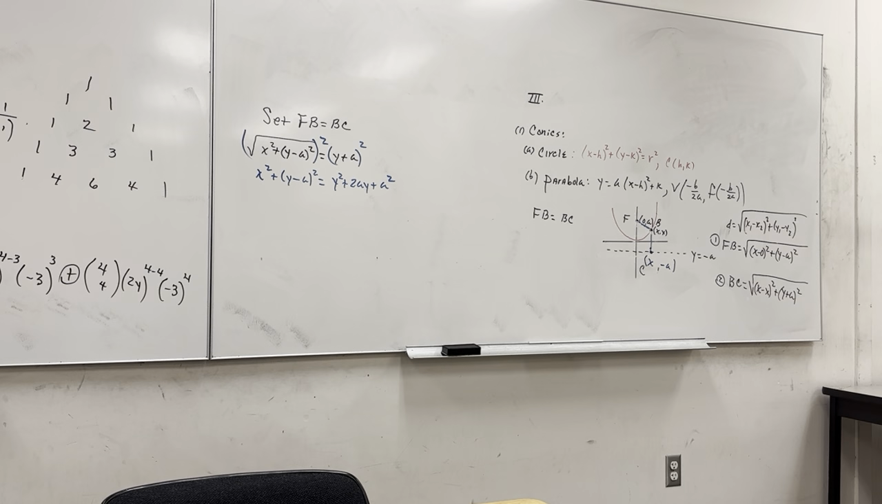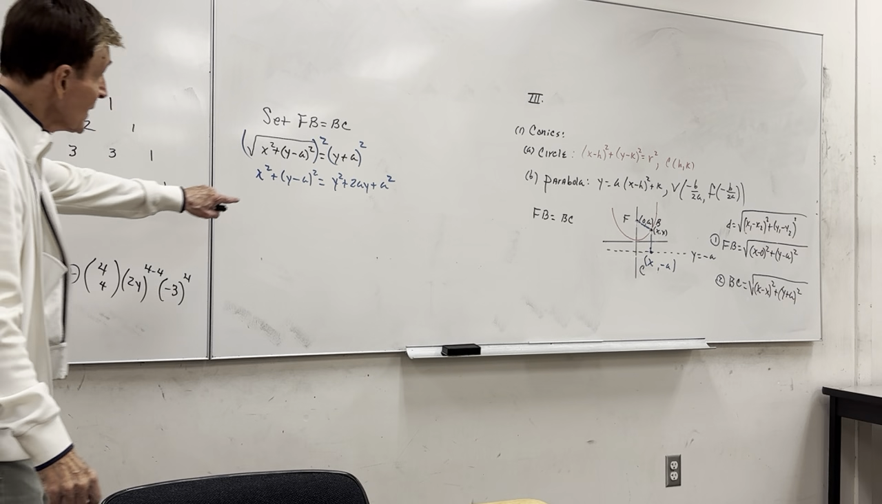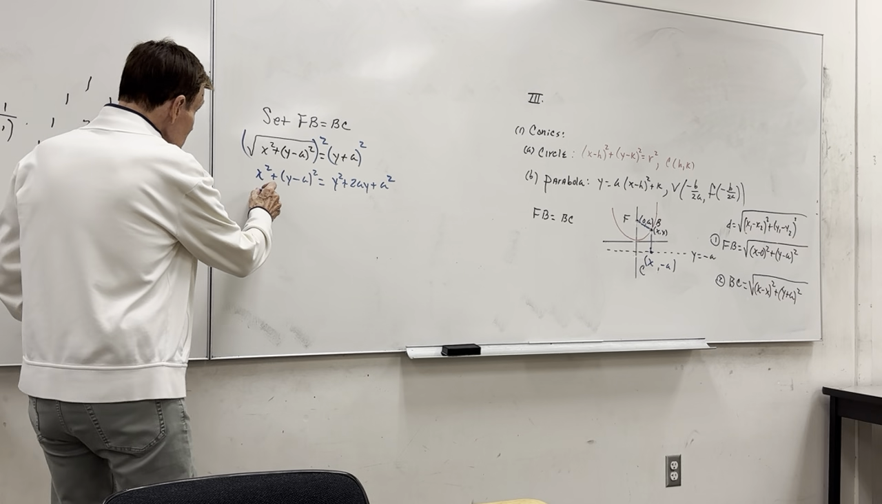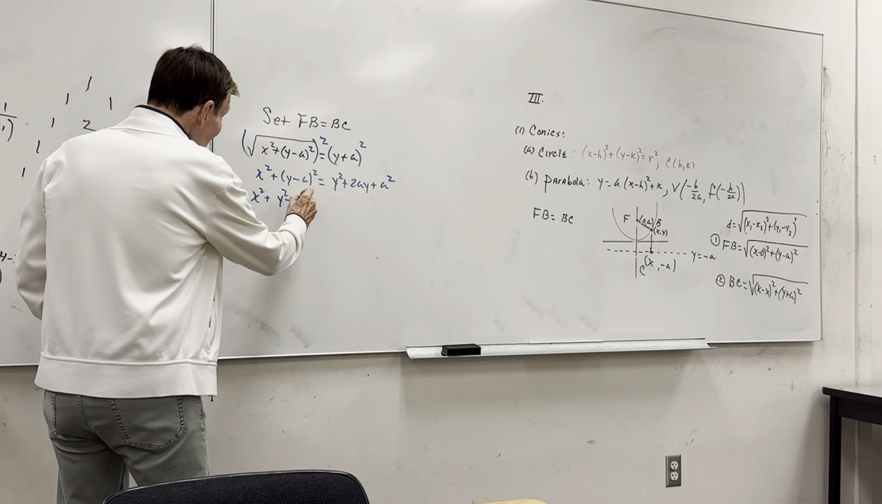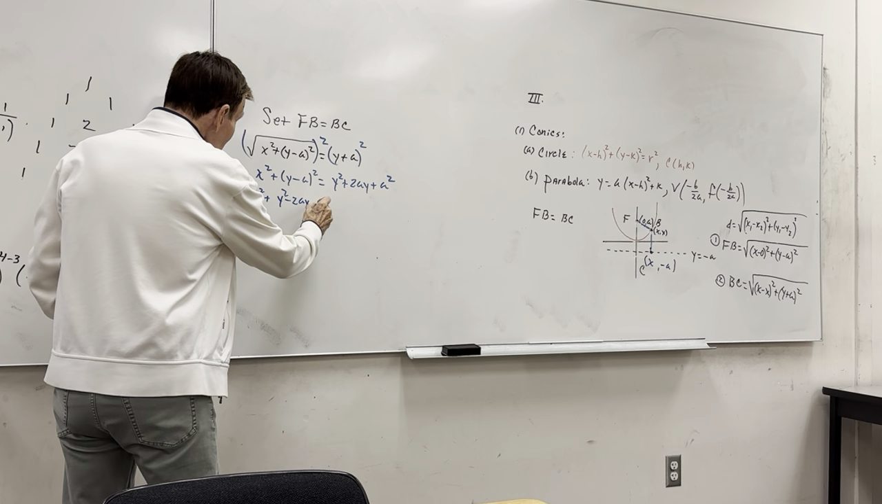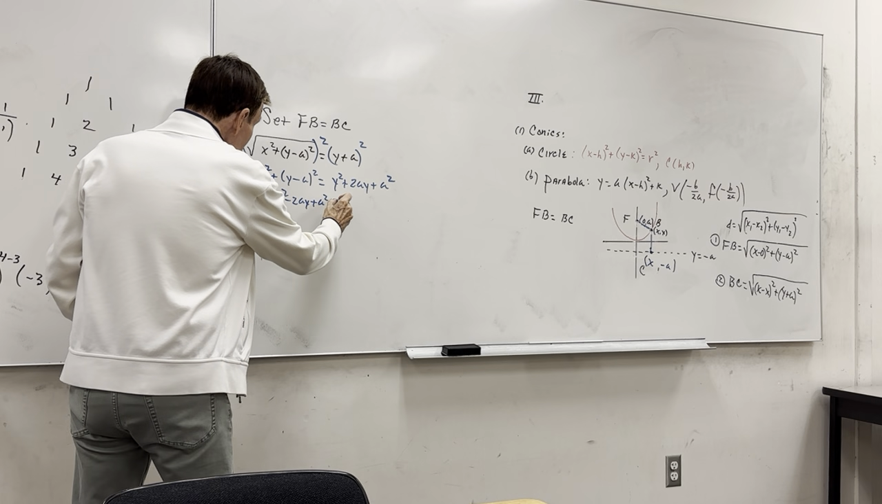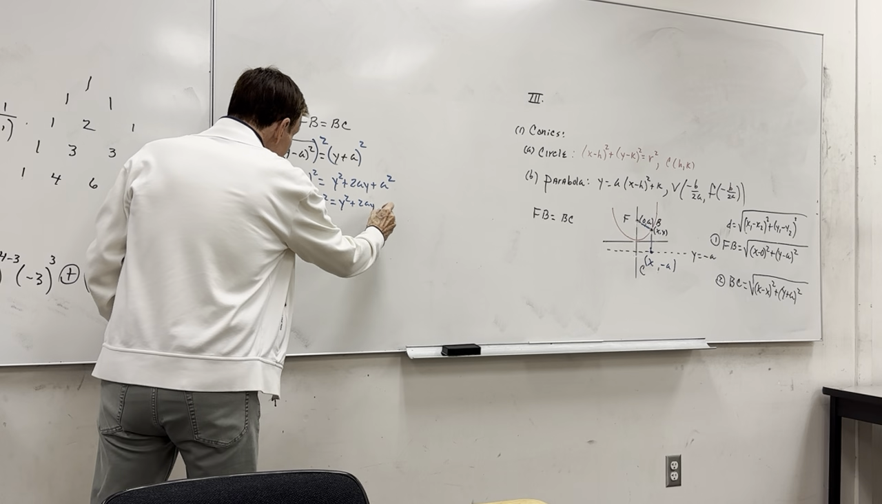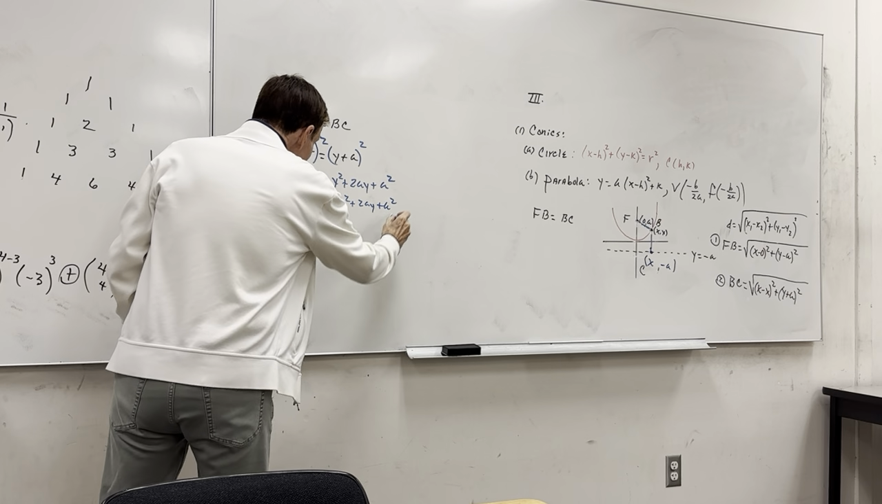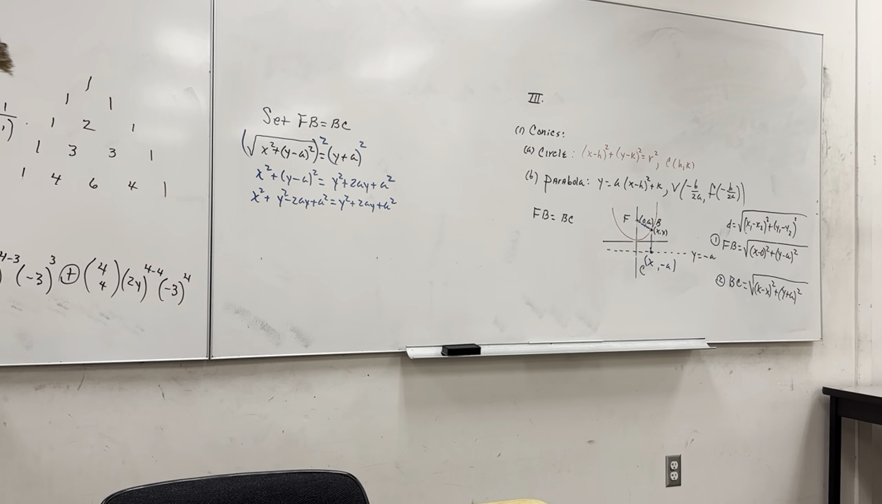Now, can I do the same thing here? Not the same, but well, I'm going to expand it. So this is y squared minus 2ay plus a squared, and I'm going to rewrite it as equal to this. If I step back and look at it now, it looks good, I think.